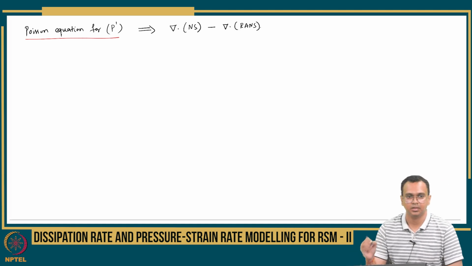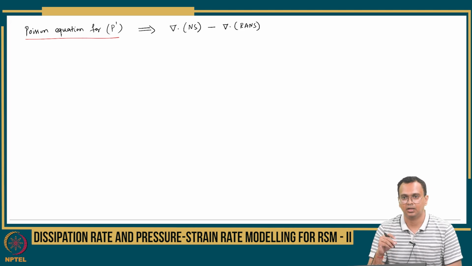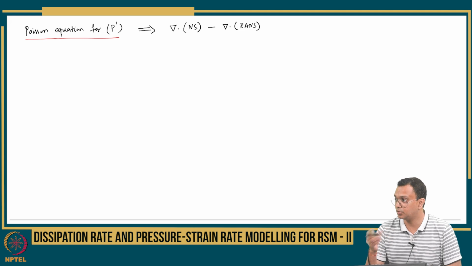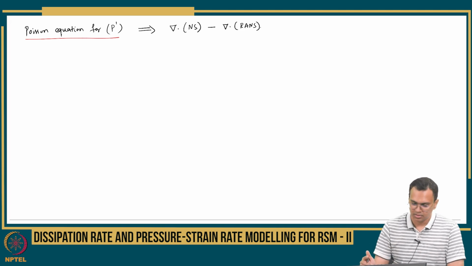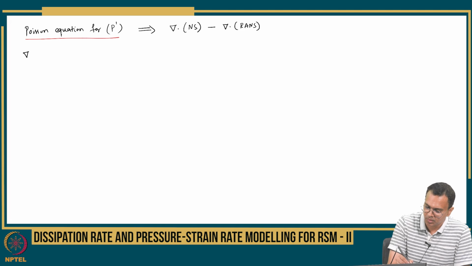Just like the way we derived the equation for fluctuating momentum, right? We derived an equation for ui prime. For that we said we take Navier-Stokes equation, Reynolds decompose, and then from that we subtracted the mean momentum equation to get the transport equation for ui prime, right? So we will do that also to get the p prime equation. So let's just start with this part. So first we take the first one.